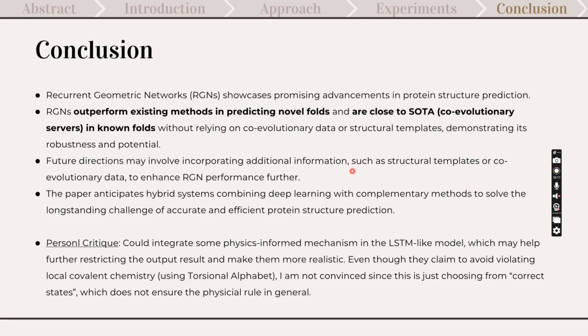To conclude this paper, RGN showcases promising advances in protein structure prediction. It outperformed existing methods in predicting novel folds, and is very close to the state-of-the-art, which is co-evolutionary servers, in known folds. The most important point is that they are not relying on co-evolutionary data or structural templates. So it is, in some sense, more robust, and it has some potential. Future directions may involve incorporating additional information such as structural templates or co-evolutionary data. For my personal critique, I would say that they could integrate some physics-informed mechanism in the LSTM-like model, which may help further restrict the output and make it more realistic.